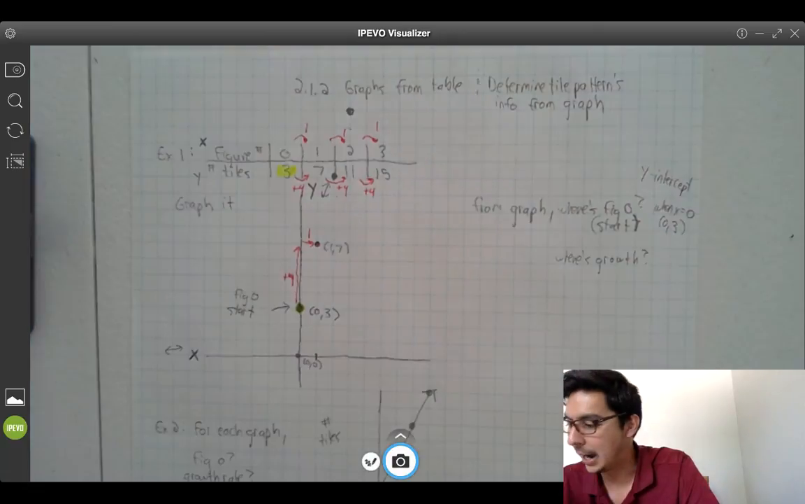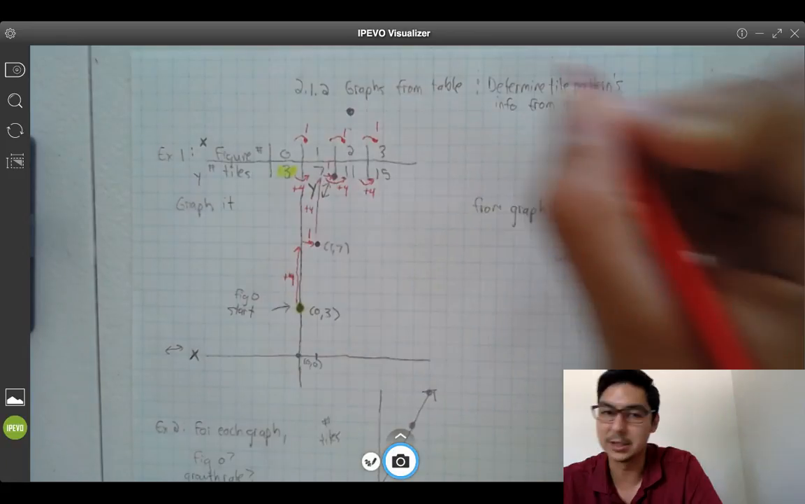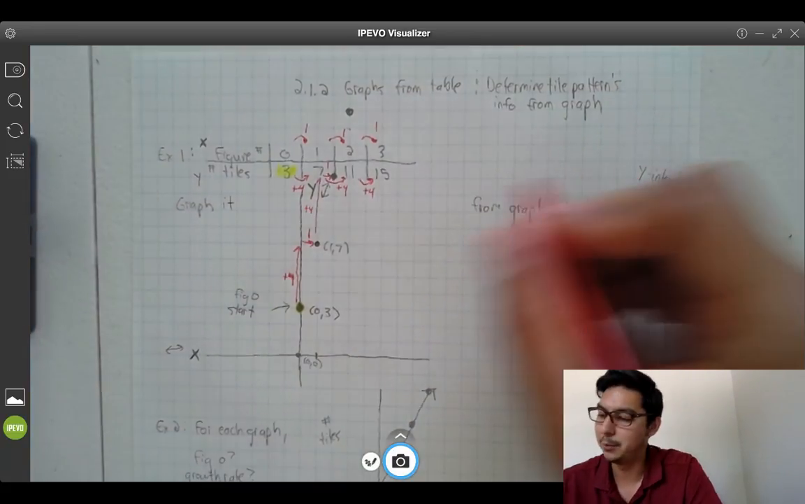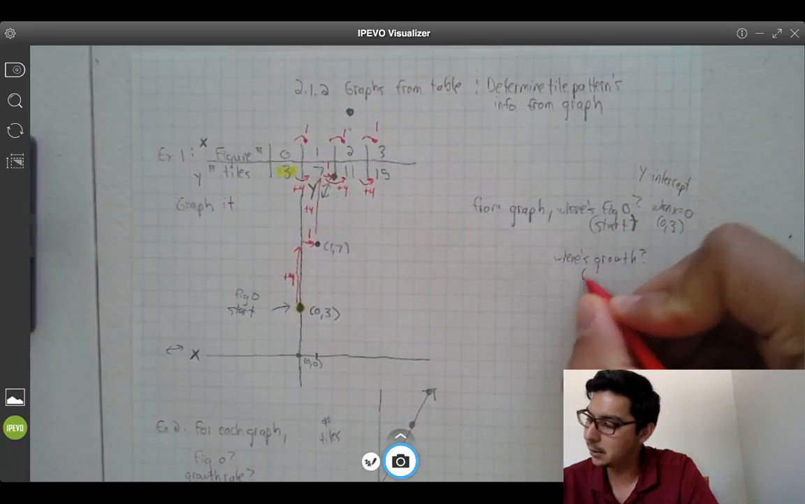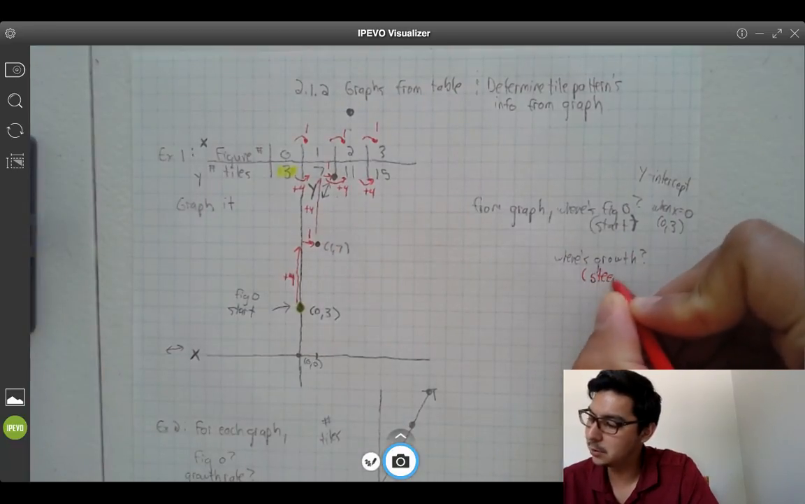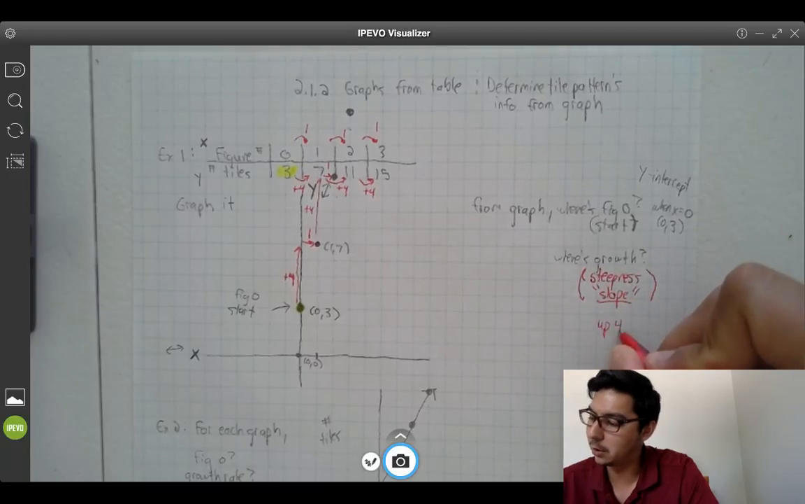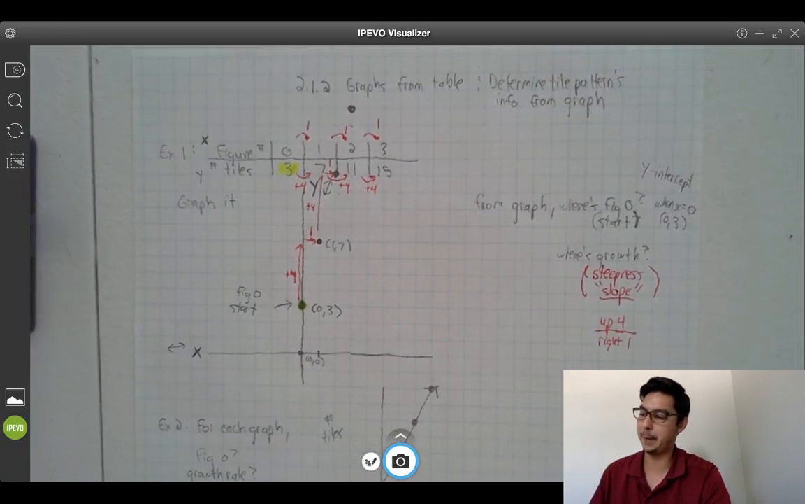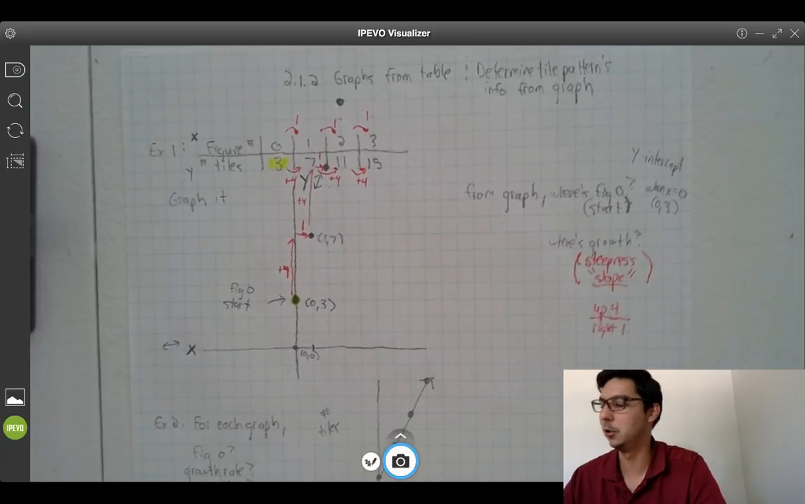How do you get the next point after that? We went up 4 over 1. Ooh, this is getting messy. I don't know if you see this, but to get the next point, you go up 4 over 1. So where's the growth? We call that the steepness, how steep it is. Or the word we really use for it is the slope. In this case, it was going up 4, right 1. That was the growth in this problem. Okay, so that's how you might get a graph from a table. You plot points, you make sense of it.